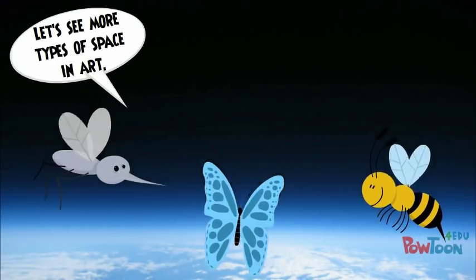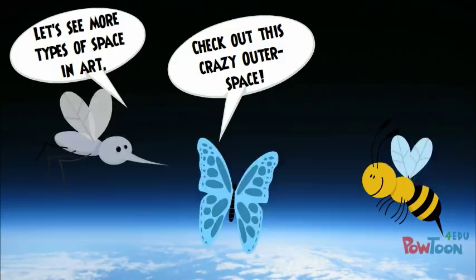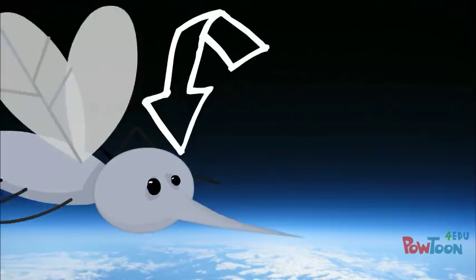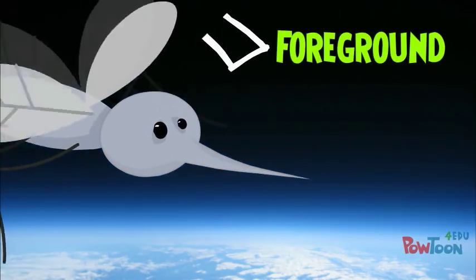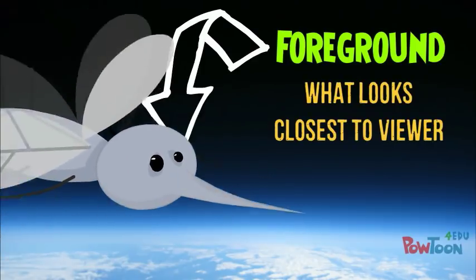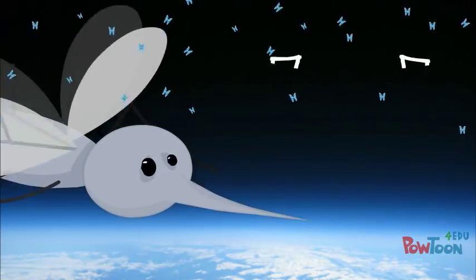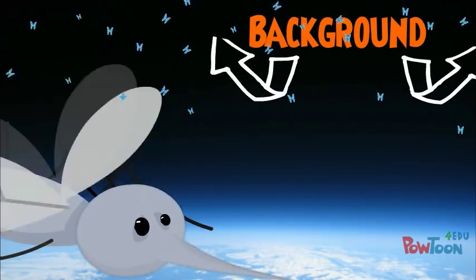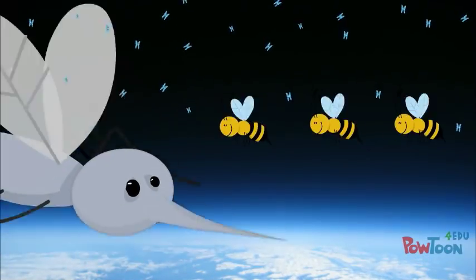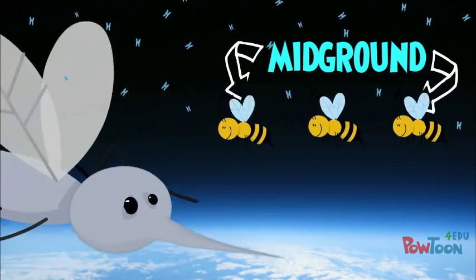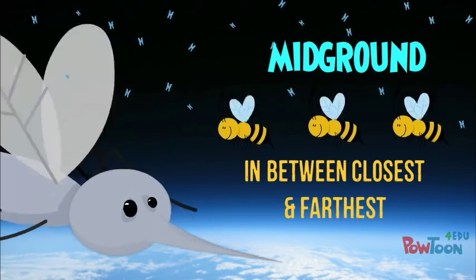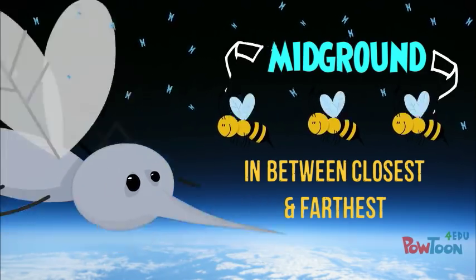Now let's take a look at some of the different types of space that we find in art. This type of space is what we refer to as the foreground, or the near space, which are the objects in the artwork that look like they are closest to you, the viewer. The background, or the far space, which are the objects in the artwork that look like they are farthest away. And the midground, or the middle space, which is everything that looks like it's in between what's closest, or the foreground, and what's farthest away, the background.